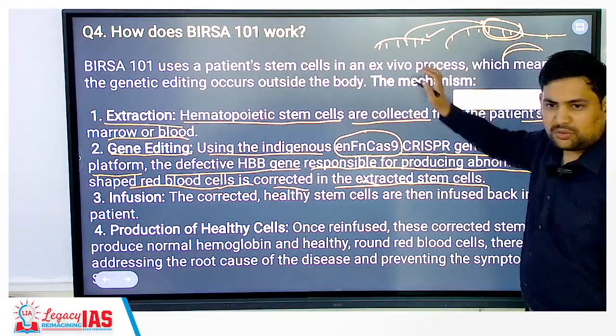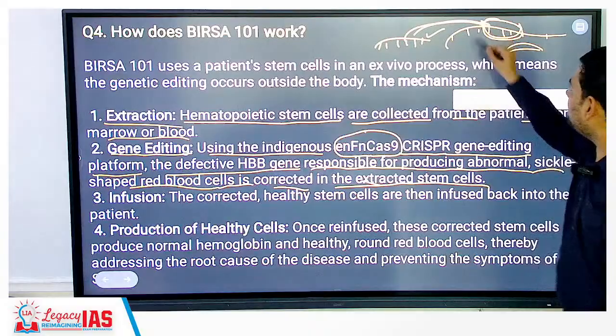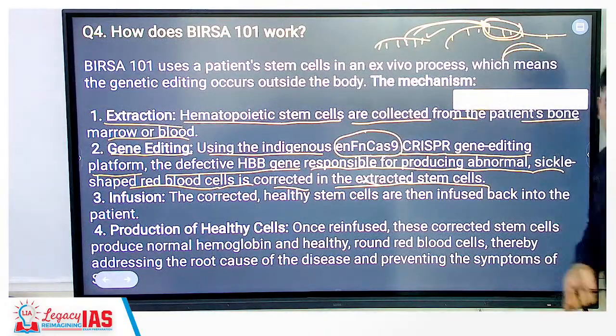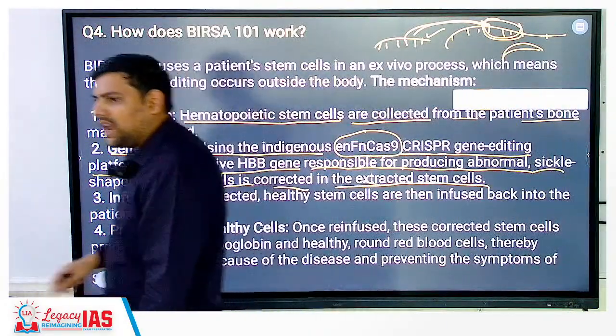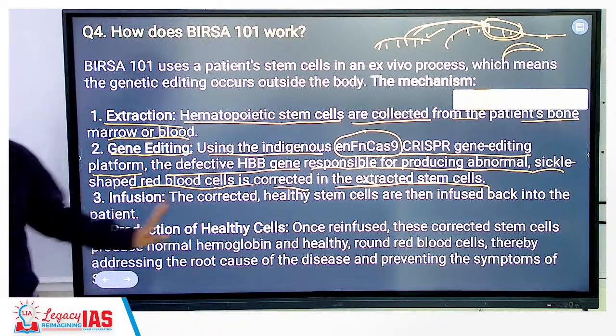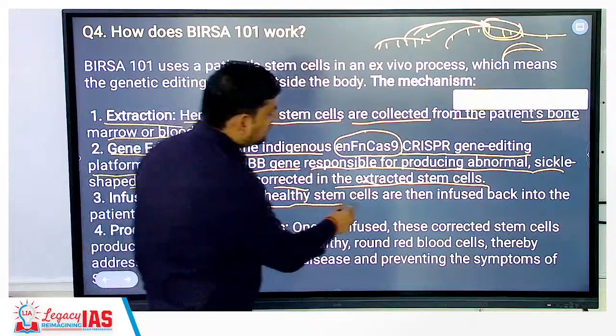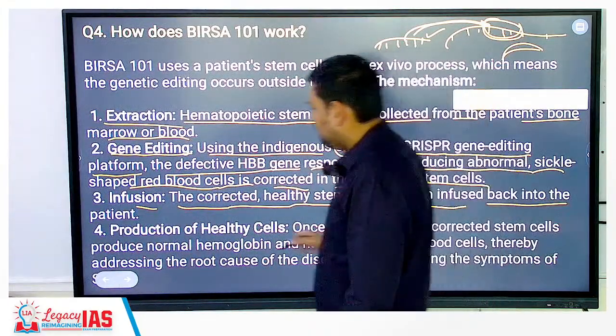So whatever should be the normal one for circular red blood cells, that will be entered here. Now the stem cell that you have is well enough. If you put it back in his body, it will have very low immune rejection, because it was his own cells. You need not search for any donor also, correct? So simple process. Then you will do infusion. The corrected healthy stem cells are then infused back into the patient.